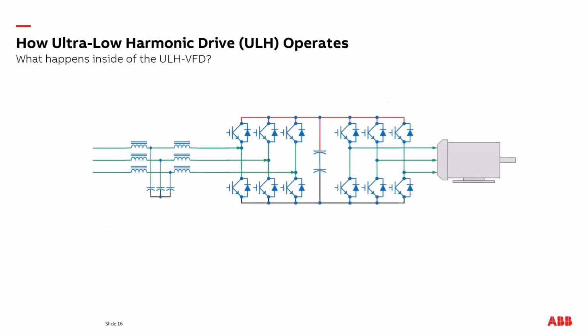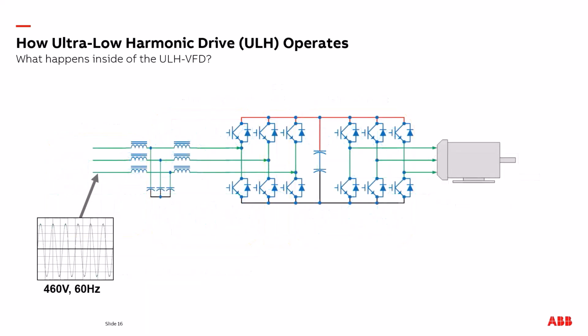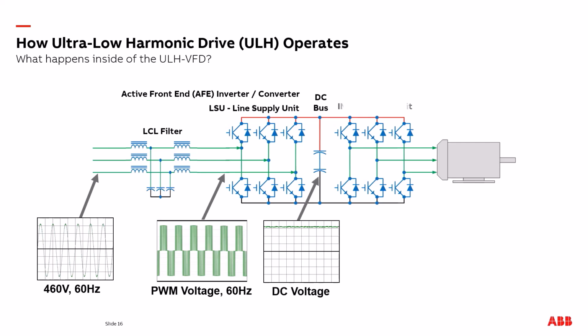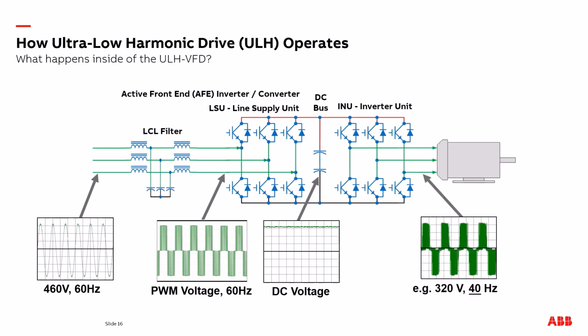So what happens inside of a ULH drive? We'll take our 460 volts, 60 hertz coming into the drive, and we'll look at our active front end inverter/converter. The LCL filter and the line supply unit use pulse width modulation to create 60 hertz. That pulse width modulation is considering phase angles to the input power. The DC bus gets charged depending on how we modulate the front of the drive, and we get a DC voltage. That DC voltage is sent to the INU, the inverter unit. The inverter unit supports the motor by creating a new frequency and a new voltage.